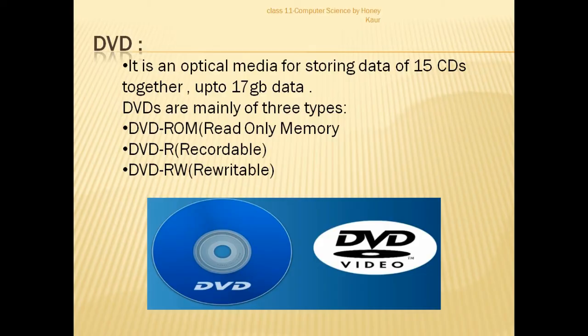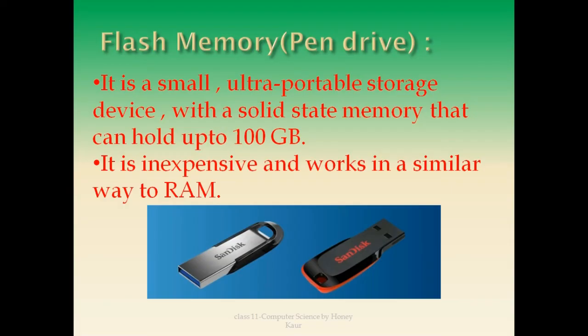Coming to DVD. DVD is also an optical media and can store the data of 15 CDs together in one, that is up to 17 GB data. DVD is also of three types as we have in CD, that is DVD-ROM, read-only memory, DVD-R recordable and DVD-RW rewritable. So CD and DVD are the same, but the difference is only in storage capacity.